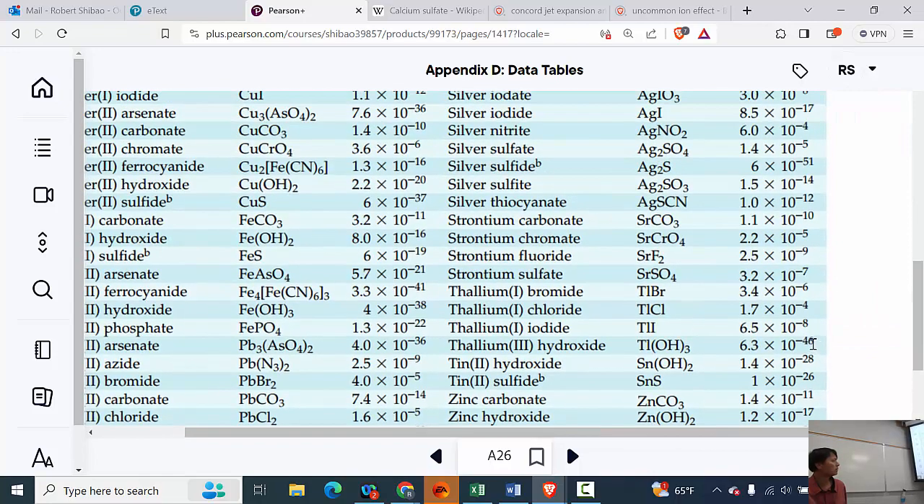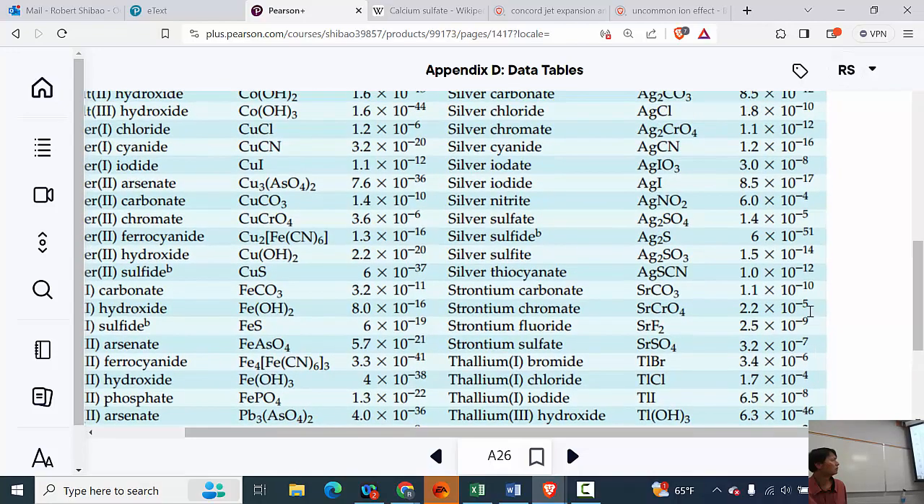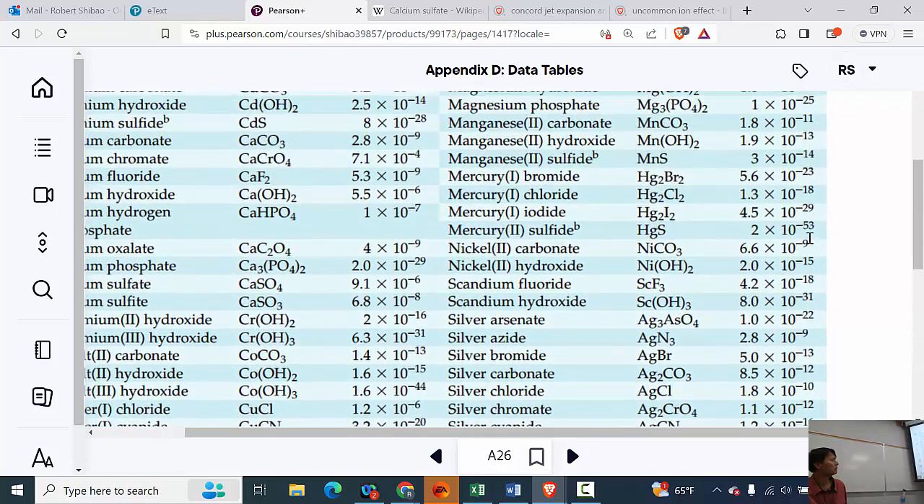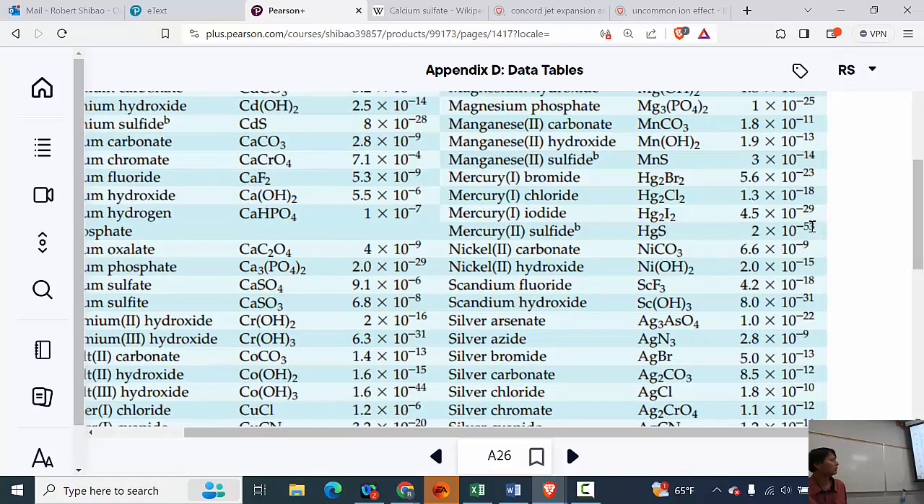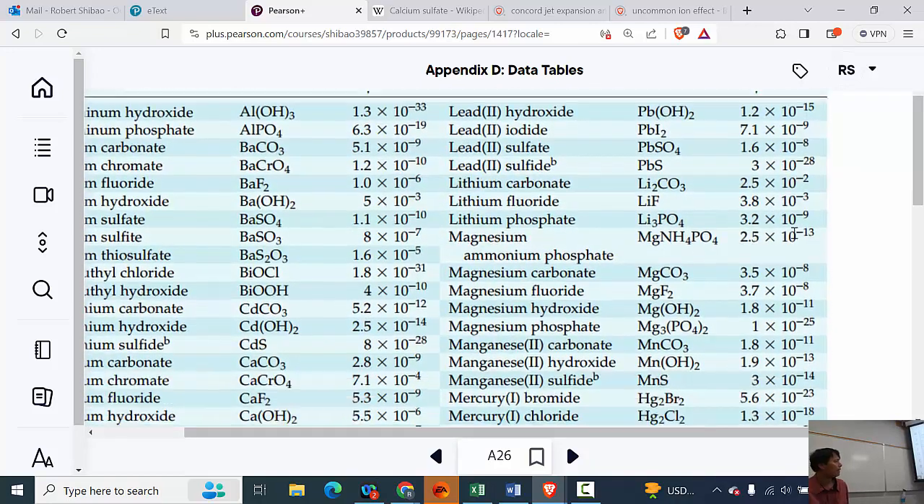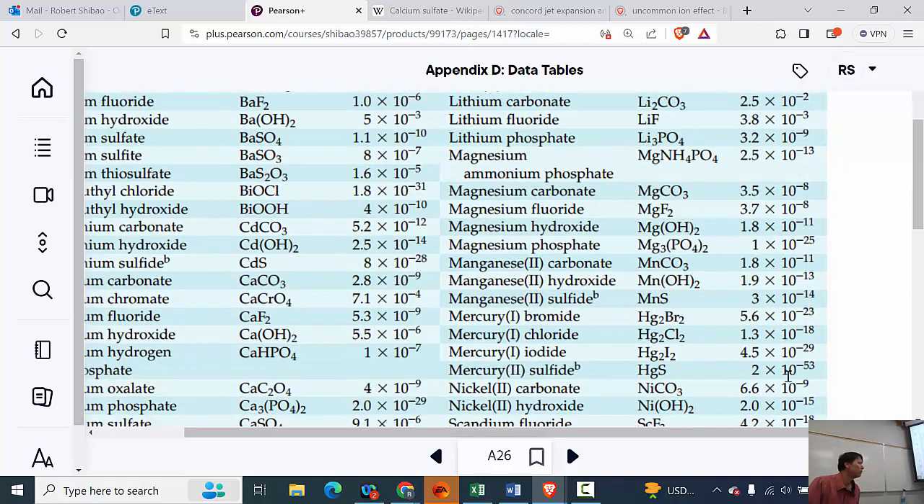46, 51, 53. So it looks like 2 times 10^-53 is it. That's the smallest Ksp. So that should have the smallest solubility, but the solubility is very tricky.